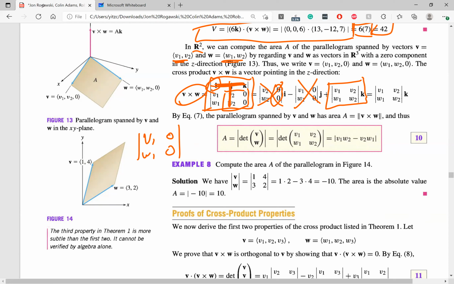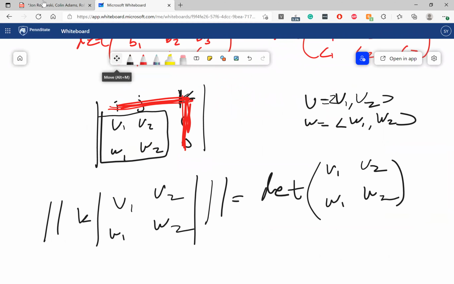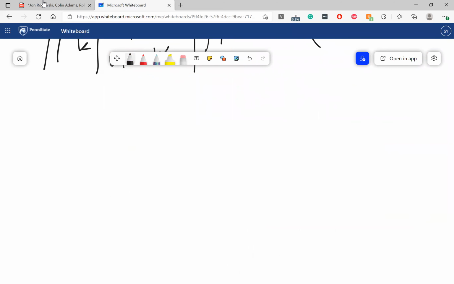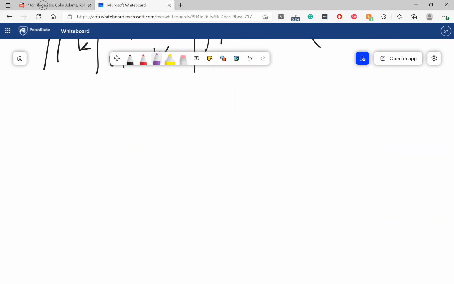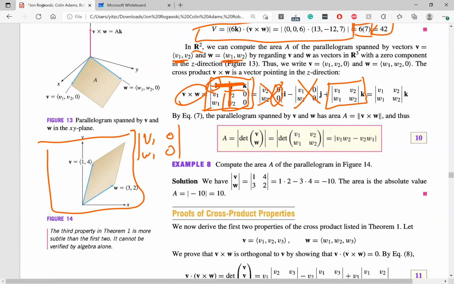So they ask us to compute the area of this parallelogram over here in 2D. So V is equal to 1, 4. W is equal to 3, 2.